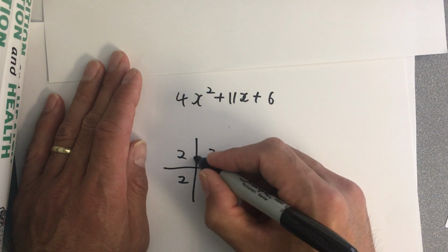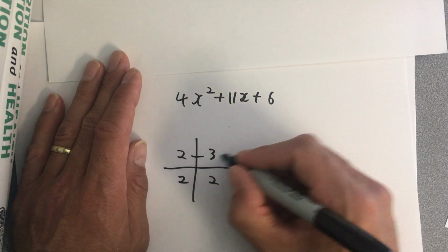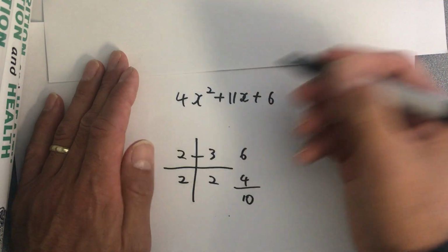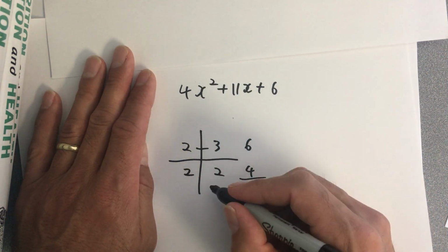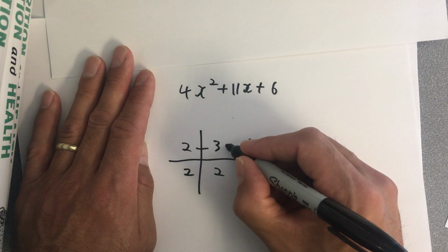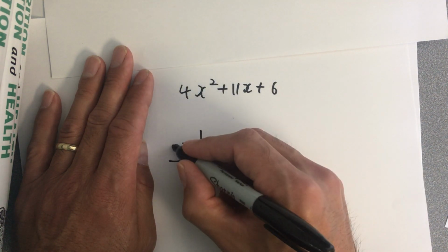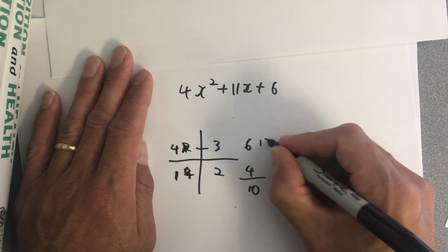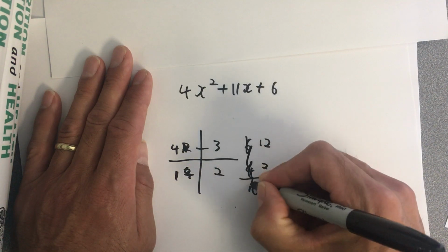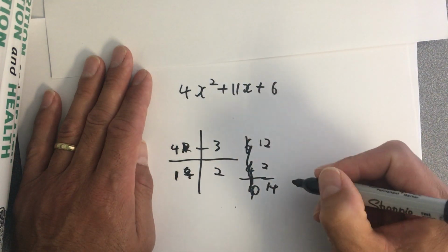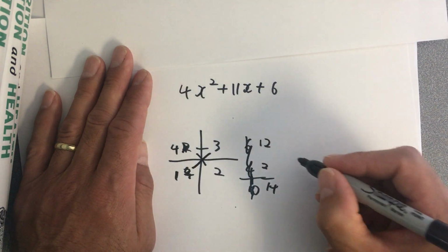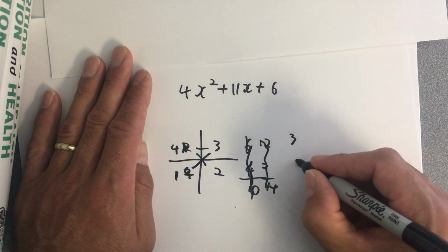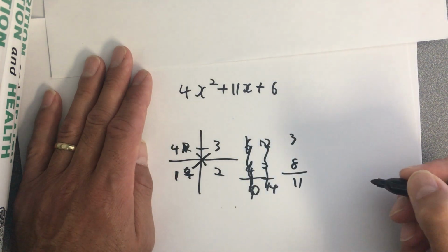And I'm going to multiply them across. 2 times 3 is 6. 2 times 2 is 4. And when I add them together, I get 10, not 11. So this doesn't work. I'm going to try it again. And this time I'll make this equal to 4 and make that equal to 1. 4 times 3 is 12, plus 1 times 2 is 2. They add up to 14, not 11. That doesn't work, but I can try it this way. 1 times 3 is 3, 4 times 2 is 8, and they add up to 11.